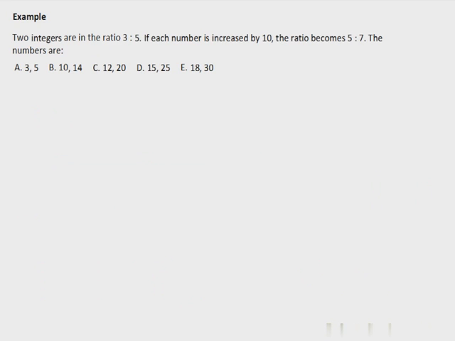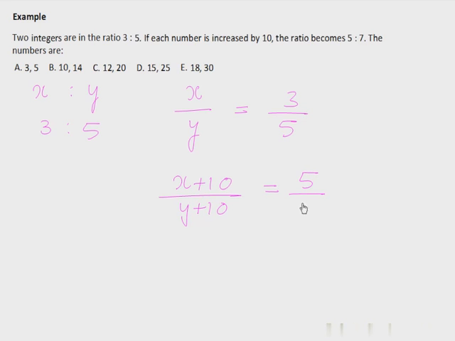2 integers are in the ratio 3 is to 5. If each number is increased by 10, the ratio becomes 5 is to 7. So let's call the numbers X and Y. So X is to Y is 3 is to 5. I can also write this as a fraction. Let's get used to writing it as a fraction. X upon Y is 3 upon 5. That's given. If each number is increased by 10, that means I add 10 to X and I add 10 to Y. The ratio becomes 5 is to 7. So when I add 10 to X and 10 to Y, the ratio becomes 5 is to 7.